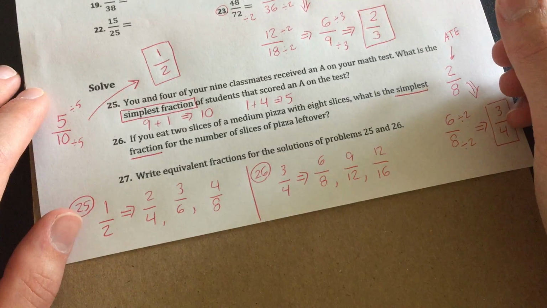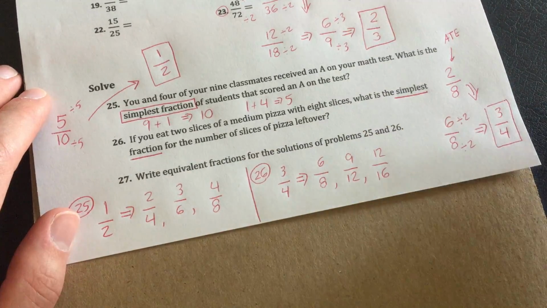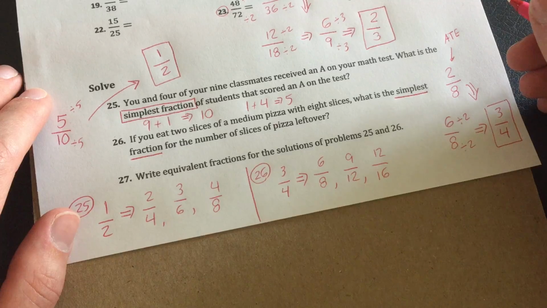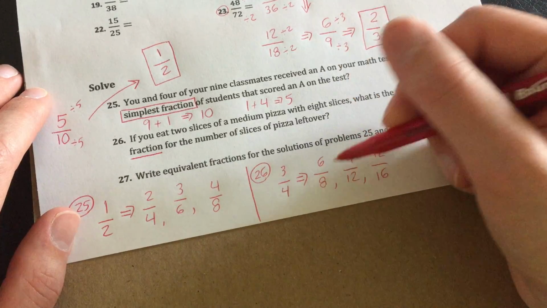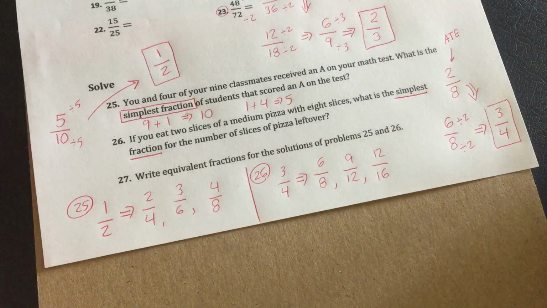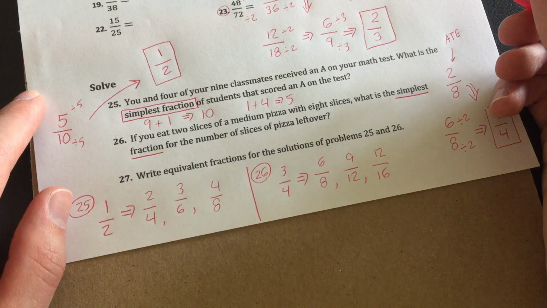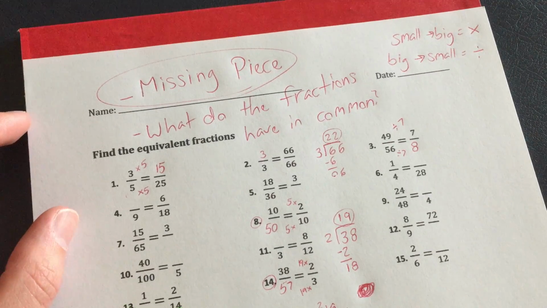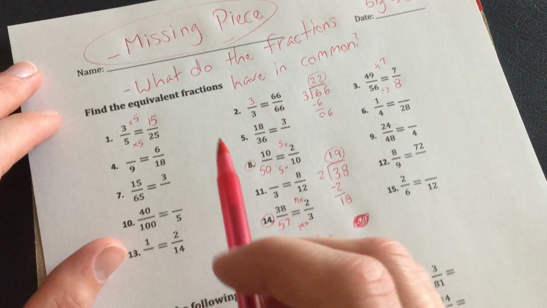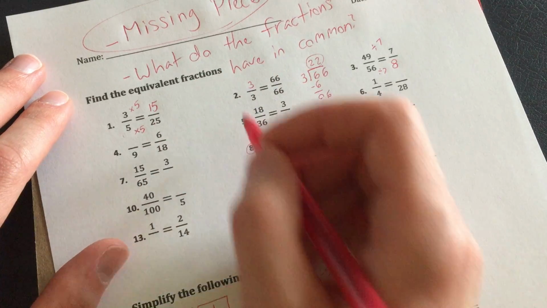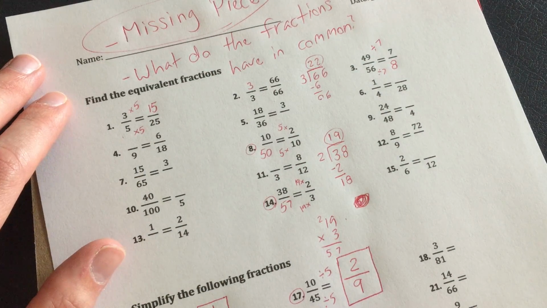You could come up with any possible equivalent fraction that you want to. As long as you multiply the top and the bottom by the same number, it's going to give you an equivalent fraction for whatever you're starting off with. Okay? So a lot to soak in there, but that's the important thing. When you're looking at equivalent fractions, you're trying to find a missing number, try to find the missing piece.